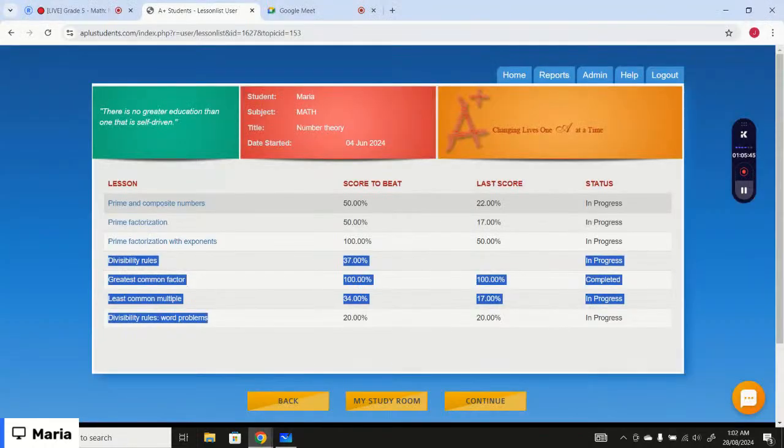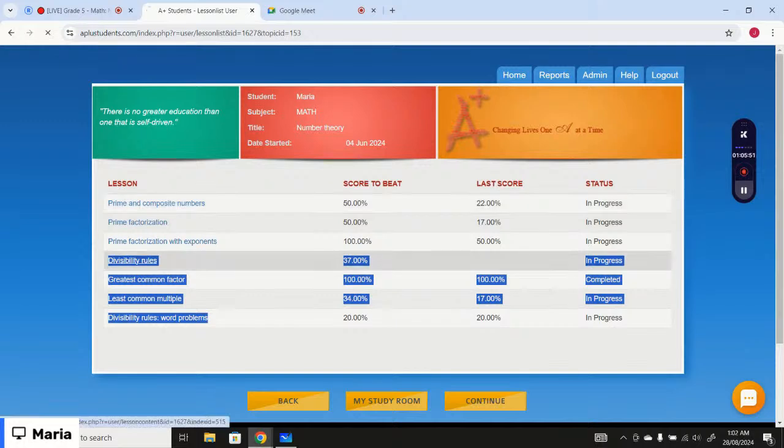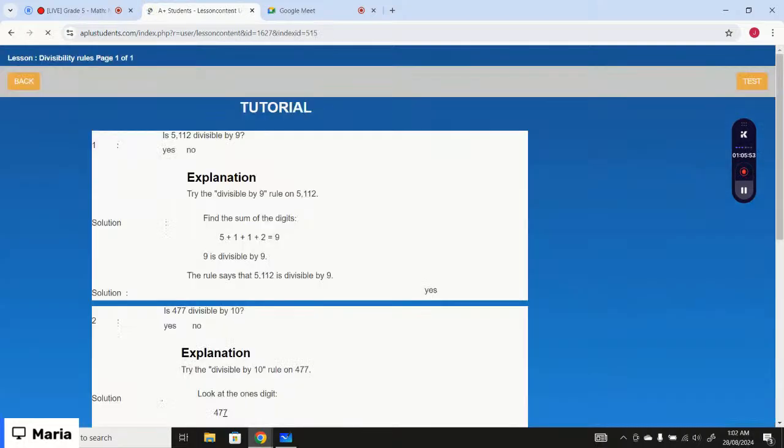Here I am on grade 5 math. The chapter we are on right now is number 3. Let's just start with the lesson that is divisibility rules. Divisibility rules is a very important lesson from the chapter. So please listen to me carefully and try to understand, right? So let's just start with the first example.